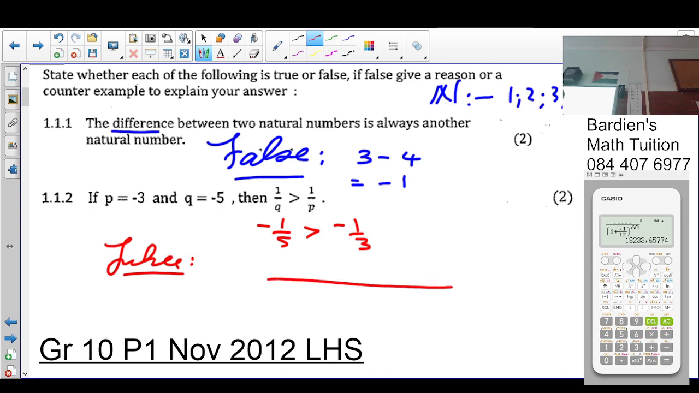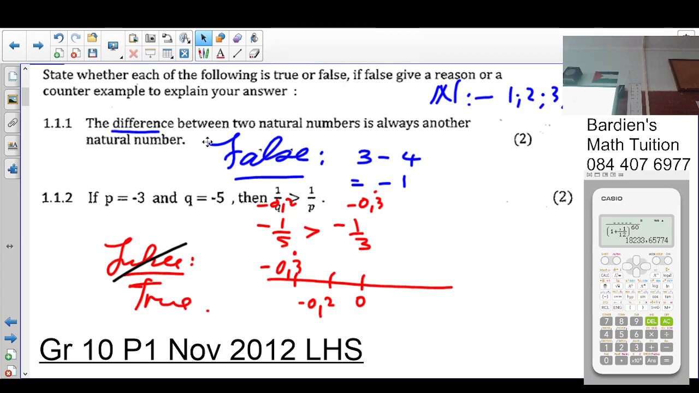Otherwise, we look at it and put it on the number line. That is negative 0,3 recurring, and that's negative 0,2. Not so. So what comes first? The negative 0,3 recurring, and then negative 0,2. So this is larger. So the answer is true.